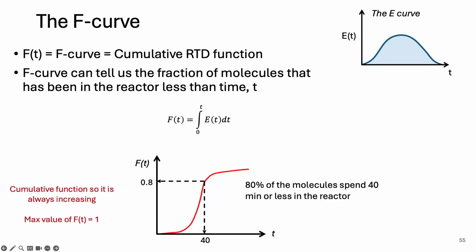Using the E of t curve, or the E curve, we can then calculate the F curve, or the cumulative RTD function. The F curve can tell us the fraction of molecules that have been in the reactor less than time t. So we determine the F curve by integrating our E of t with respect to dt from 0 to some time t of interest.